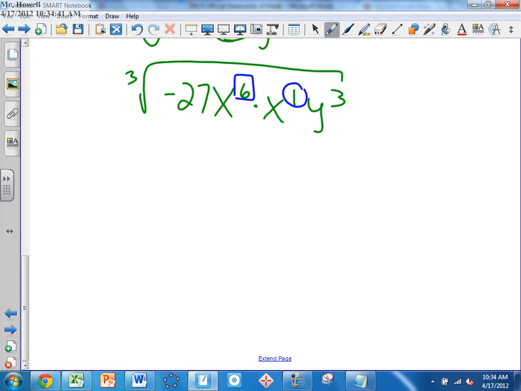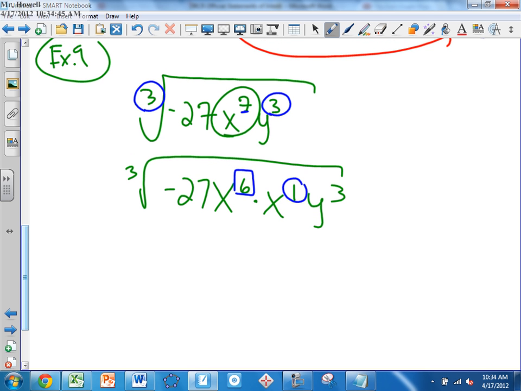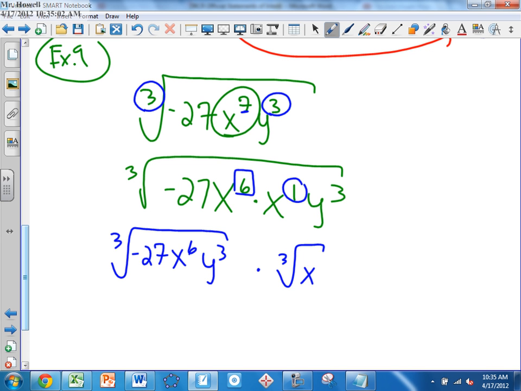I'm going to group this by things that can be broken up and things that can't be broken up. So I'm going to say, well, the 27 can surely be broken up. We said that already. The x to the 6 can be broken up. And the y to the 3rd can be broken up. What can't be broken up, or what can't be reduced? That x, right, by itself. So over here, I'm going to put just the cube root of x left by itself.